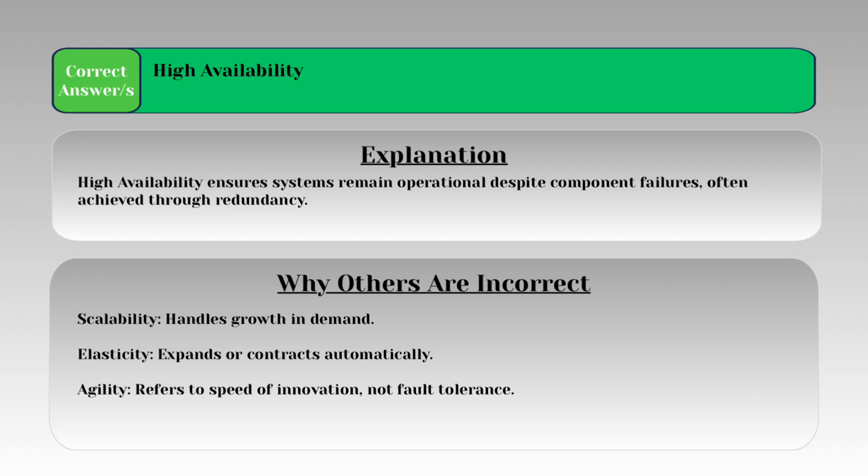Why others are incorrect? Scalability, handles growth in demand. Elasticity, expands or contracts automatically. Agility, refers to speed of innovation, not fault tolerance.